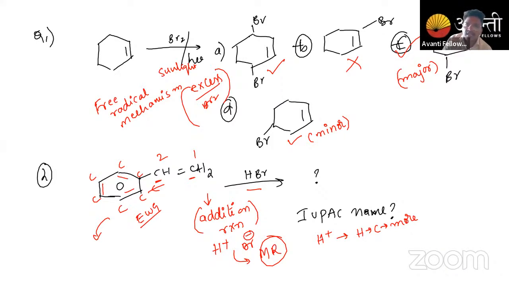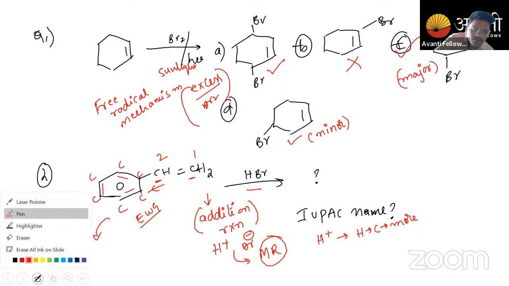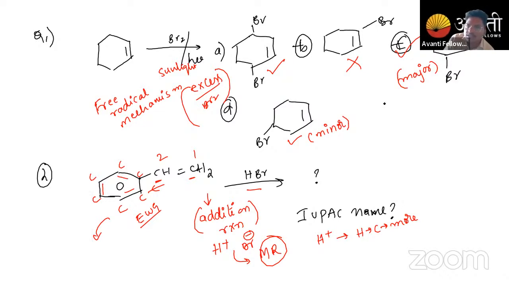I know in my screen, option C is not visible. So let me draw option C here. For this particular question, option C is the answer. If you are giving excess, then A will be the answer. If you are not giving the excess, C will be the answer. So this is our major product and that is our minor product.